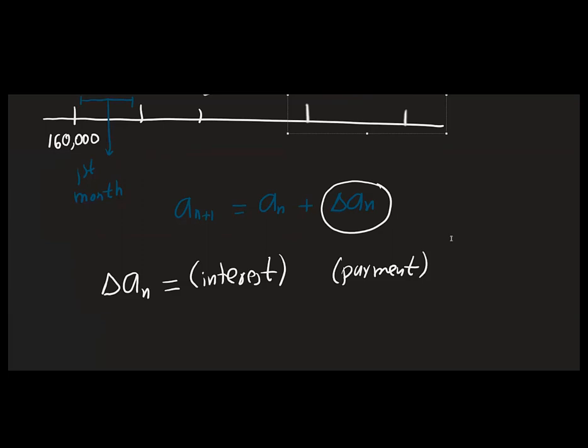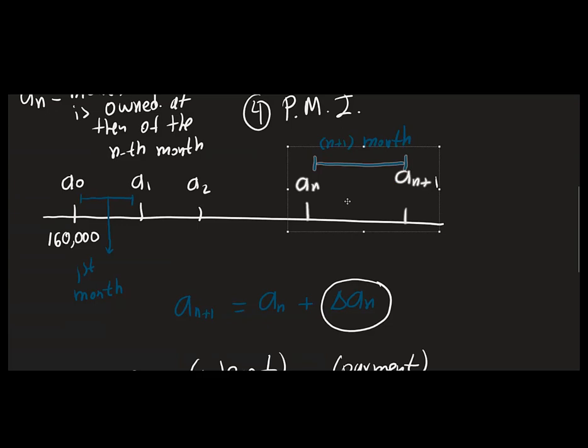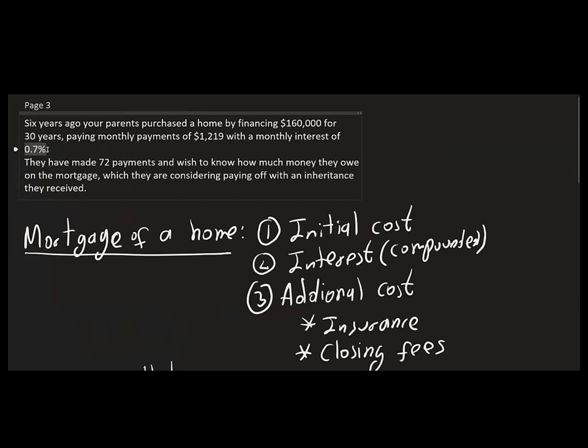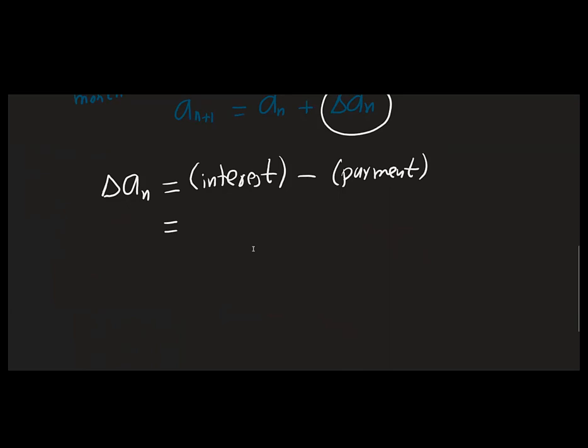Now, for this payment, should I put here in the middle, should I put addition or subtraction? All right. So this is going to be the interest that we are paying. And the interest that we are paying is the interest that corresponds to this month. So that would be the interest over the amount of money that we owe so far, which would be this AN that is right here. So that would be whatever amount of interest we are doing here, which in this case, according to the problem, is 0.7%. So the interest is going to be 0.7% of the value of AN, which is what we owe at the beginning of that month, minus the payment, which is 1,219, and that's the payment we are making.